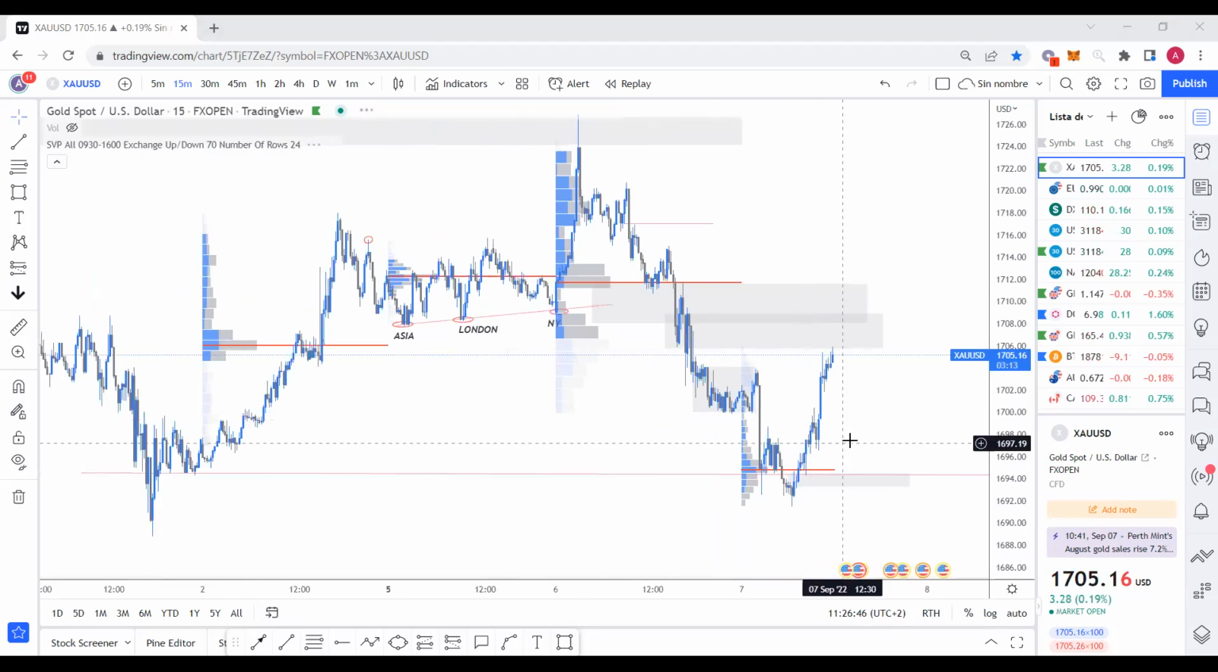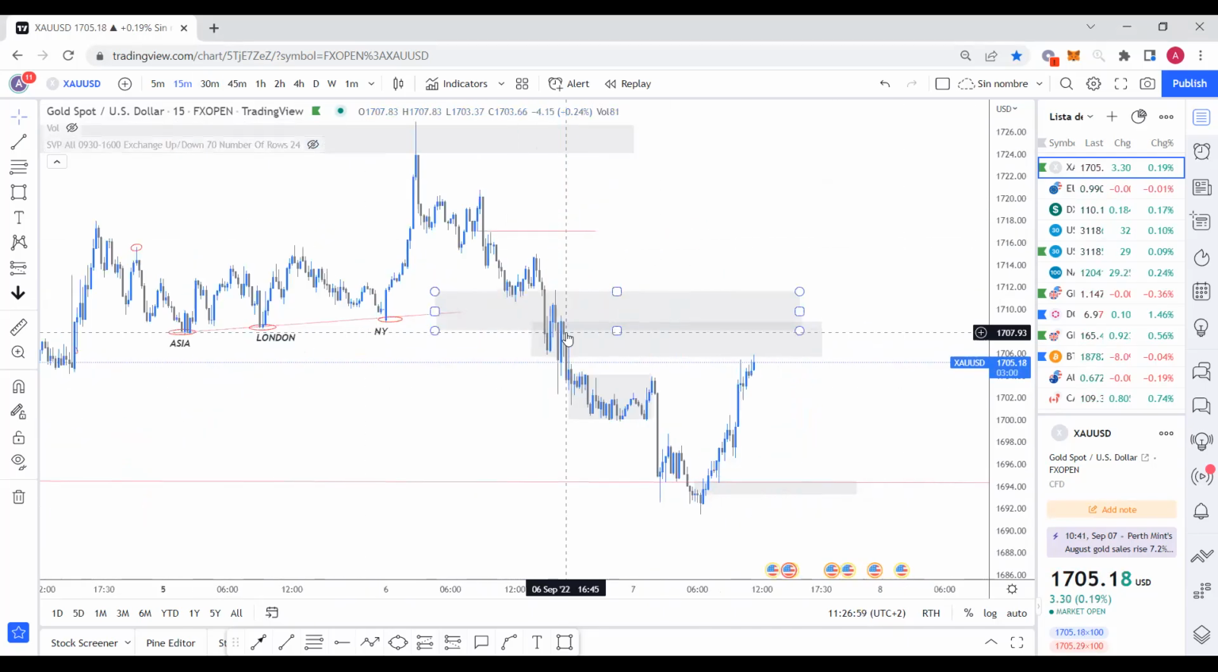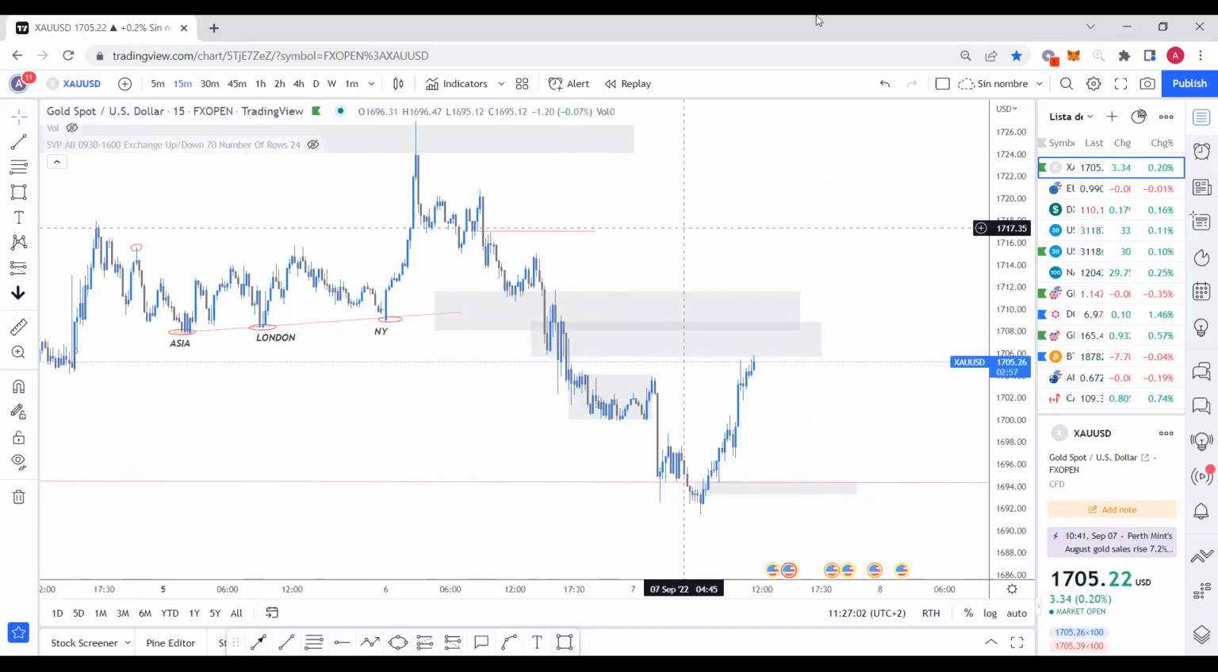Okay, now I will show you how to put the point of control. Basically, this is where most of the volume is located. Me, what I like to do is do my whole analysis, and then at the end, add the point of control, okay? Just to see if my analysis is matching with what the market is saying, okay? With what the volume, with where the volume is, okay?